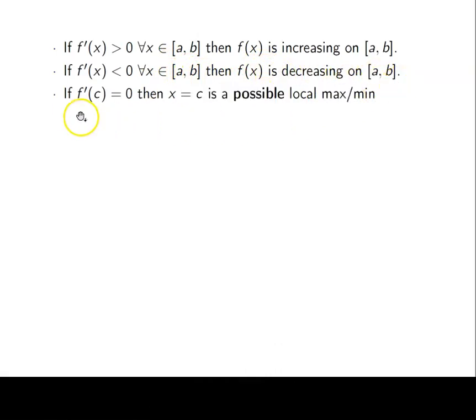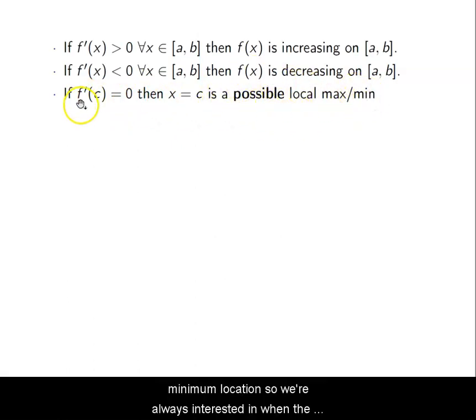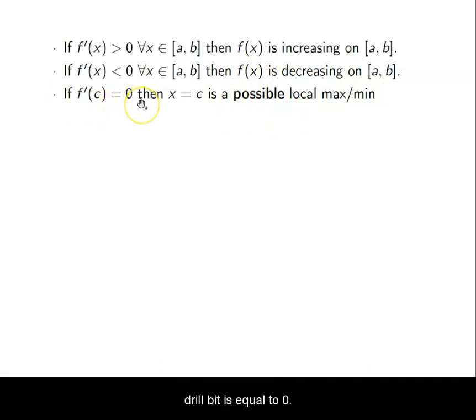Okay. We know that when the derivative is 0, when the slope of the tangent line is 0, that means that I'm at the top of a hill or at the bottom of a hill, meaning that I am at a local max or a local min. There are also other times when the derivative is 0. So we don't say that it is definitely a max or min. We say it's a possible maximum or minimum location. So we're always interested in when the derivative is equal to 0, right?